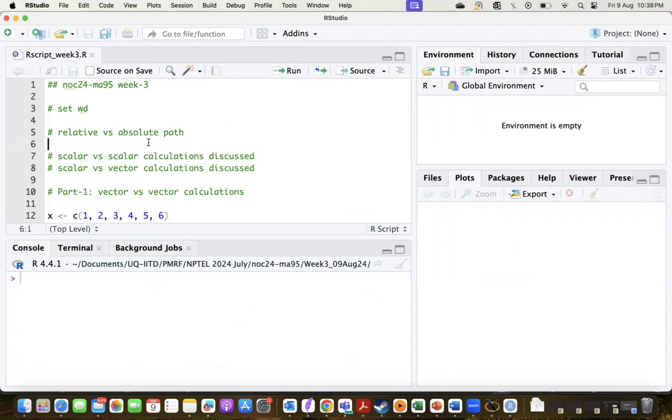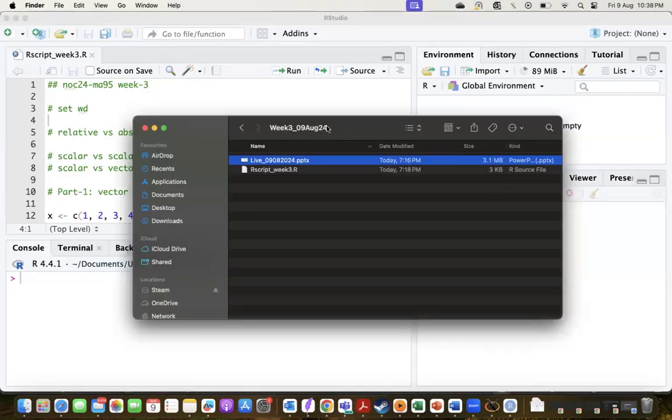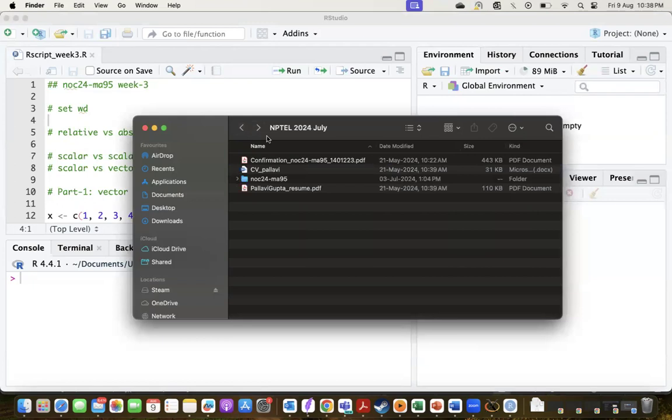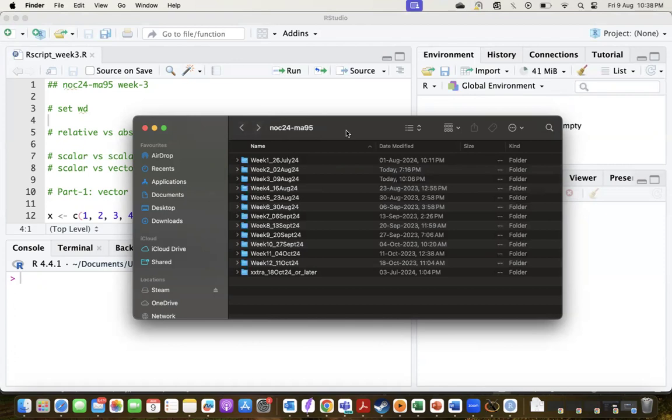This is something that we had talked about last week also. We have not used it up until now, but in the coming few weeks, we will discuss it in more detail. Do remember that there is a concept of working directory, and in RStudio, you can directly see what your working directory is. Let's say this is my folder here. I have a folder made for NPTEL 2024 July, and within that, I have a folder named for this particular course, and within this, I have one folder for each of the weeks.